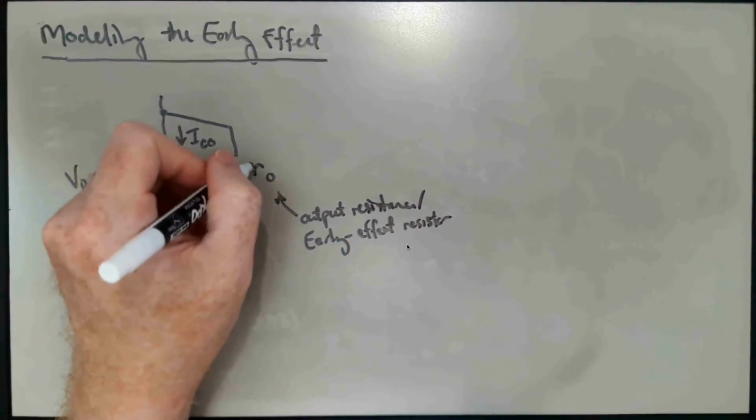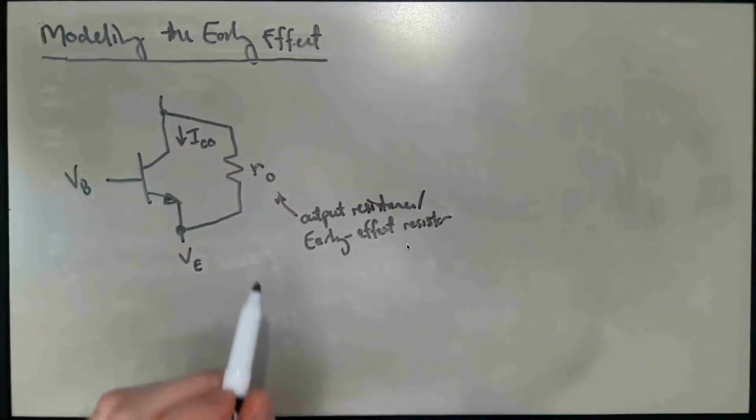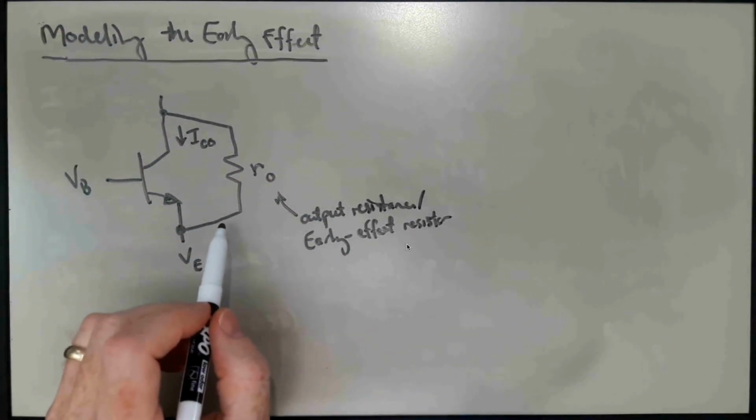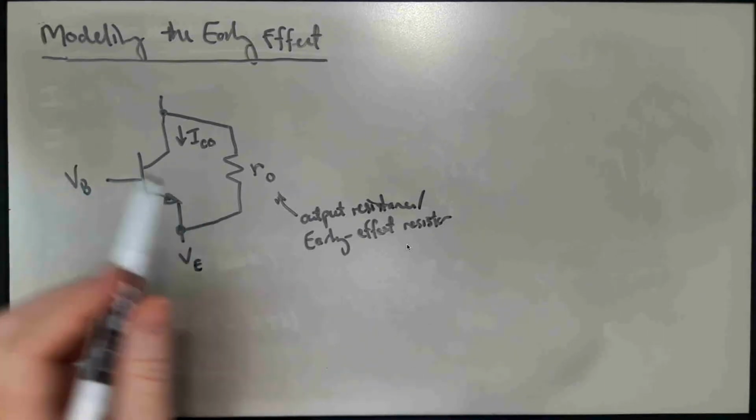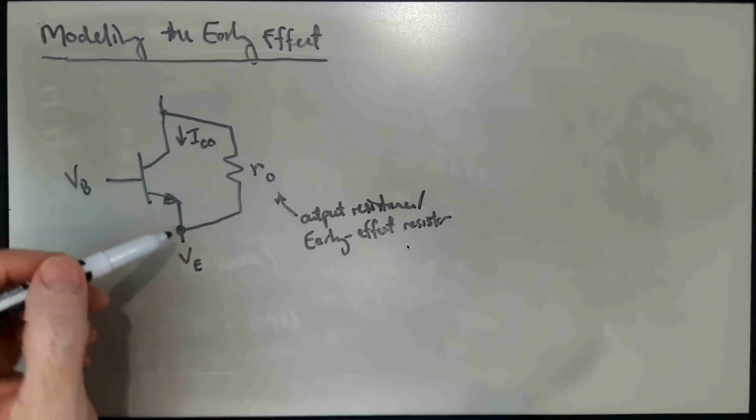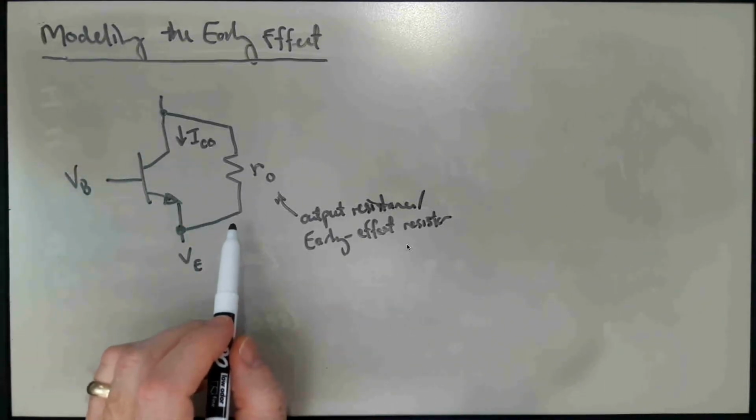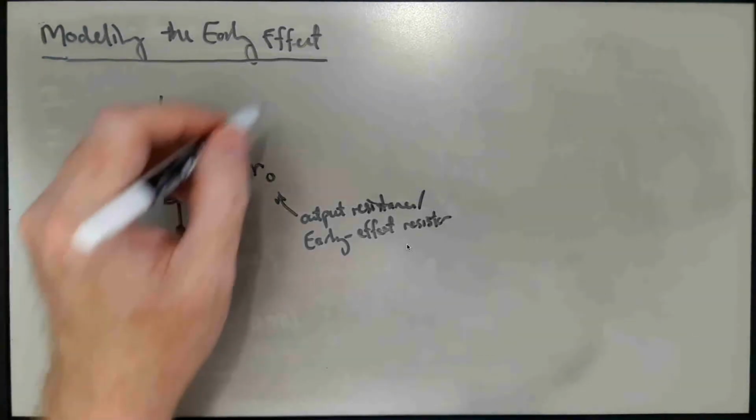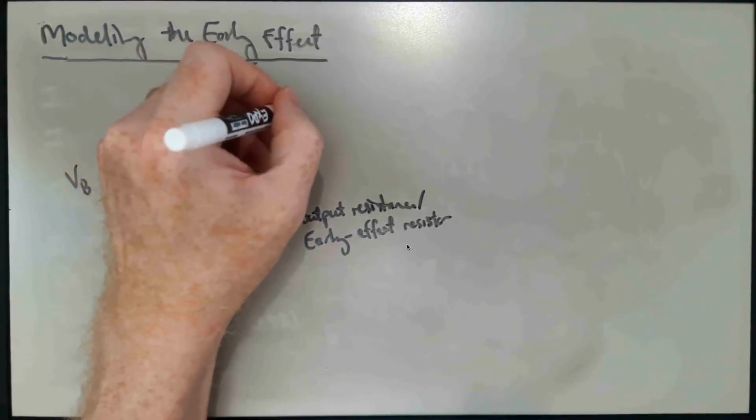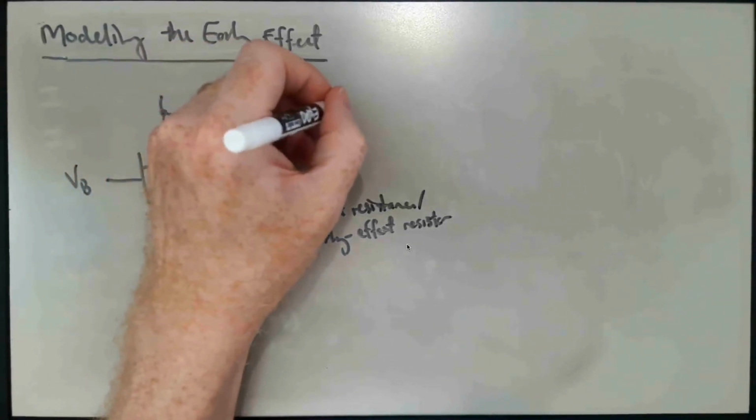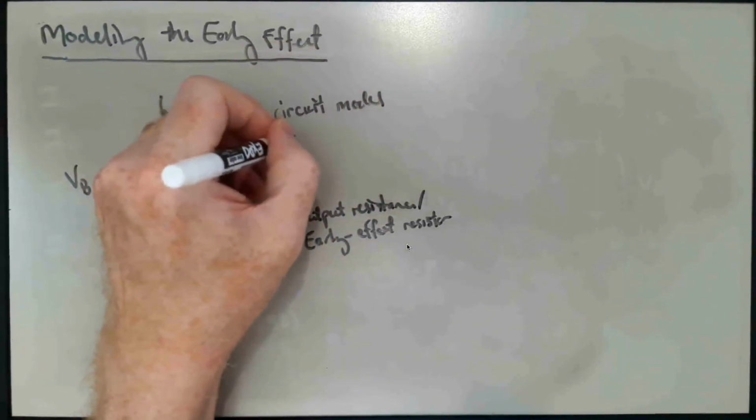Now this is not an actual resistor that we would go and pick out of the stockroom and connect in parallel with our transistor between the collector and the emitter. This is a circuit element that we're using to model the Early effect.